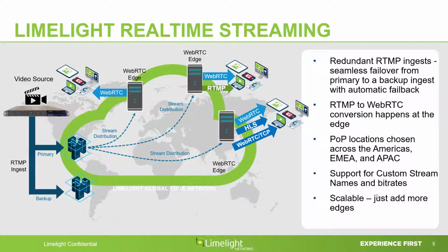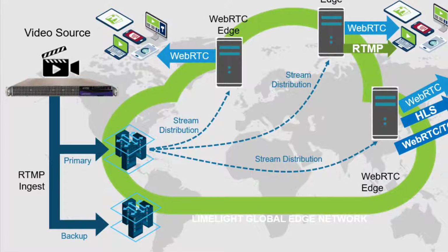Now let's look at the Limelight RTS, or real-time streaming architecture. On the left here shows our redundant ingest. You can choose to only have a primary ingest, or, as we suggest, have a primary and a backup ingest into separate regions. Our redundant ingest provides seamless failover from primary to a backup ingest with automatic failback. Also, our live ingest via RTMP allows customers to use common encoders to ingest single or multiple bit rates.